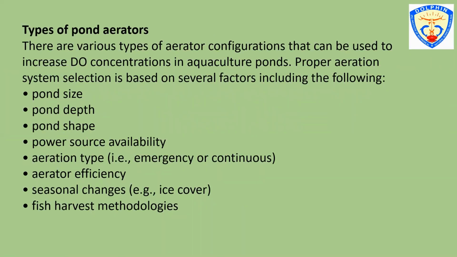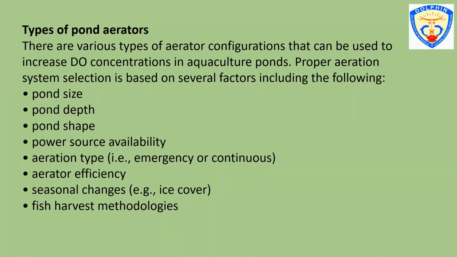First of all, we will discuss the types of pond aerators. There are various types of aerators, according to their configurations, that can be used to increase the dissolved oxygen concentration in aquaculture ponds. The dissolved oxygen, as we all know, is the basic necessity for any aquaculture system practiced for fish aquaculture, and the concentration should always be stable for proper growth of the fish.